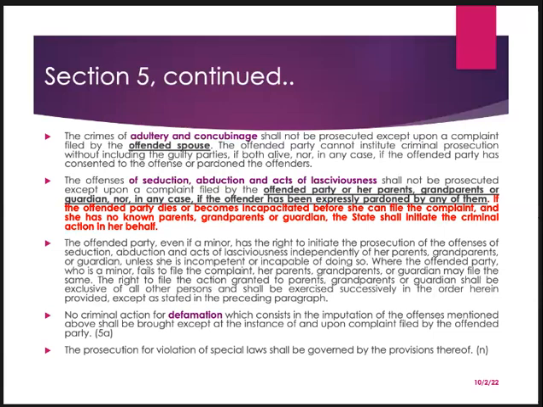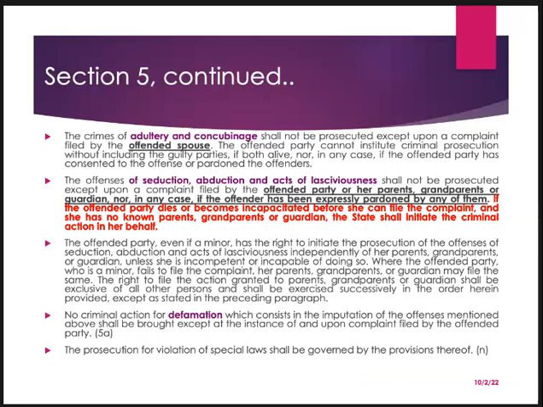The offended party, even if a minor, has the right to initiate the prosecution of the offenses of seduction, abduction, and acts of lasciviousness independently of her parents, grandparents, or guardian, unless she is incompetent or incapable of doing so. When the offended party, who is a minor, fails to file a complaint, her parents, grandparents, or guardian may file the same. The right to file the action granted to parents, grandparents, or guardian shall be exclusive of all other persons and shall be exercised successively in the order herein provided, except as stated in the preceding paragraph.